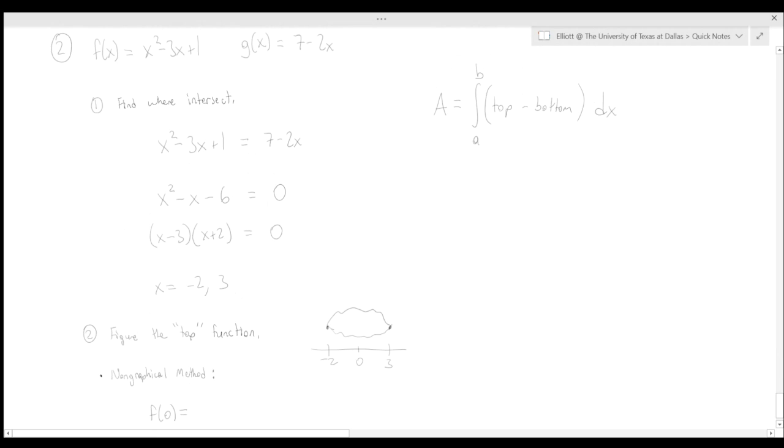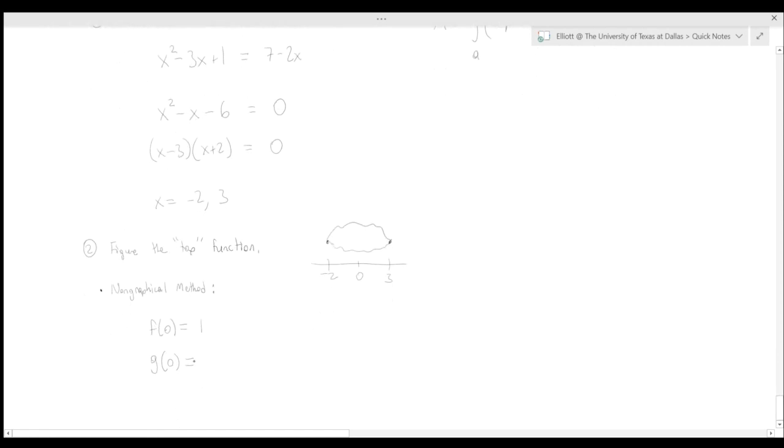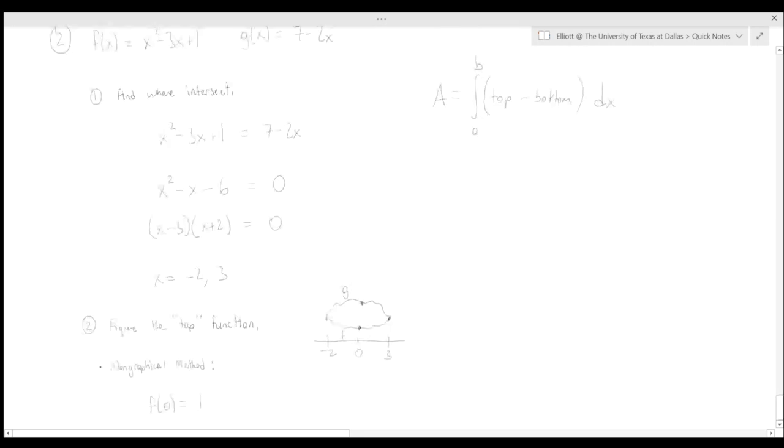Okay. Now notice that f at 0 is going to be equal to 1, whereas g at 0 is going to be equal to 7. Well, what does that tell us? That tells us that function g should be the one that's on top, because it gives a higher value at 0, and f should be the one on the bottom because it gives a smaller value at 0, okay? So the general method is to pick a number in between your x values and plug it into both functions. The one that returns the larger value is the one that's on top, all right?